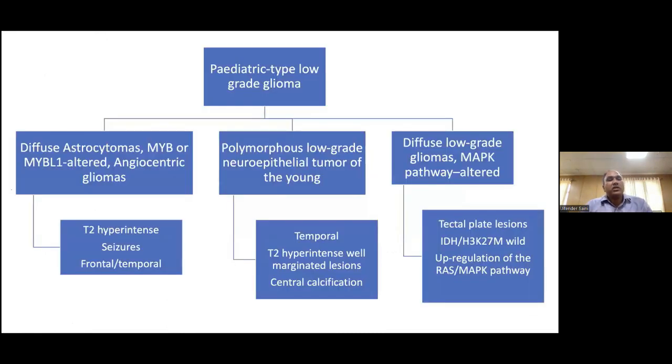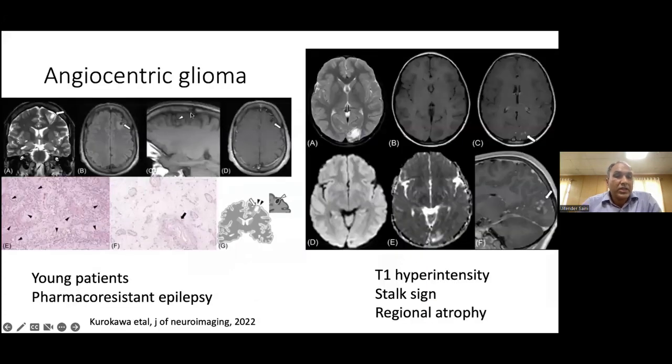Coming to pediatric tumors, some of them are very focal, circumscribed, like angiocentric gliomas. Another focal lesion is a newly described entity, PLNTY, and there can be diffuse low-grade gliomas, MAPK pathway altered, which are usually present in the tectal plate. And these lesions are usually in the temporal lobe, the frontal temporal lobe, and present with seizures. So these angiocentric gliomas characteristically present with seizures, which are pharmacoresistant. You can see a focal signal change. There will be focal atrophy of the brain, and they will go right up to the ventricular margins.